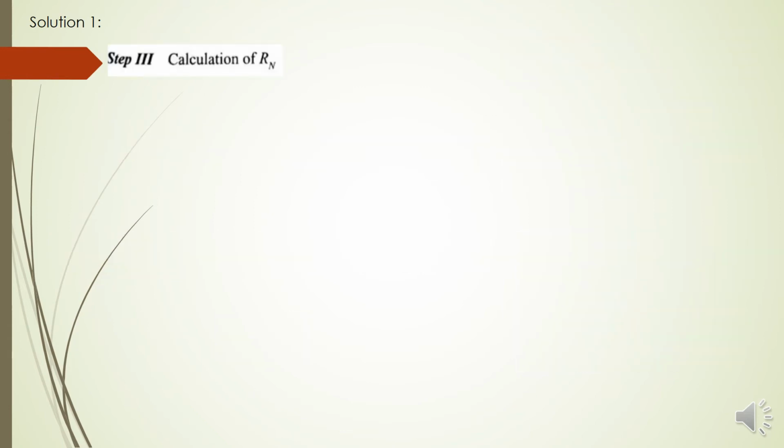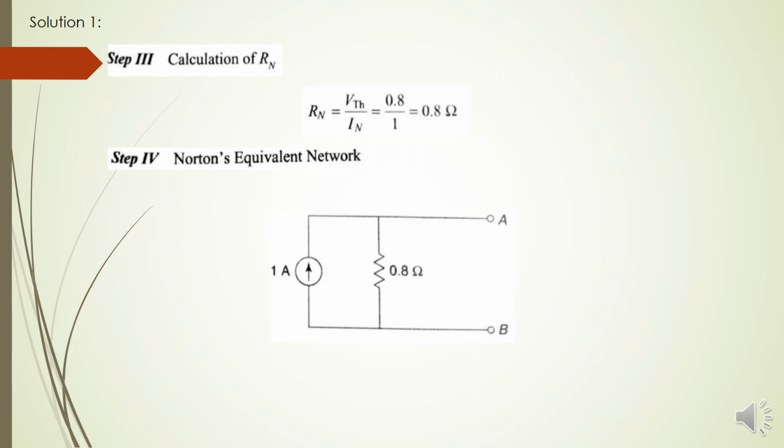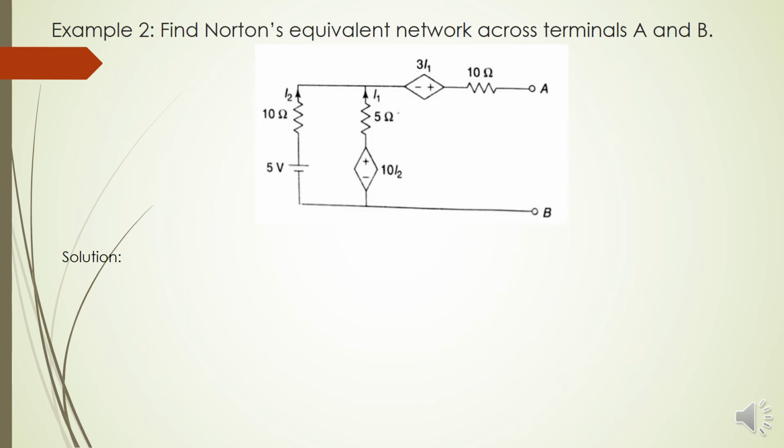Next step, calculation of Norton's resistance Rn. Rn is equal to Thevenin's voltage divided by Norton's current. Then step 4, Norton's equivalent network: a 1 ampere current source and a 0.8 ohm resistor. This is the Norton's equivalent.